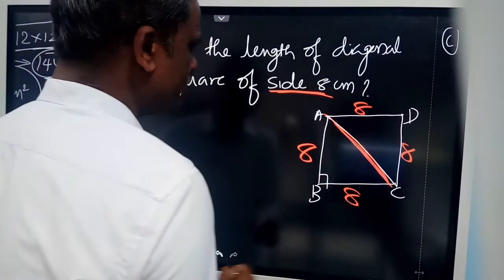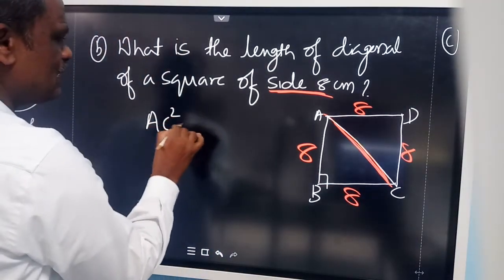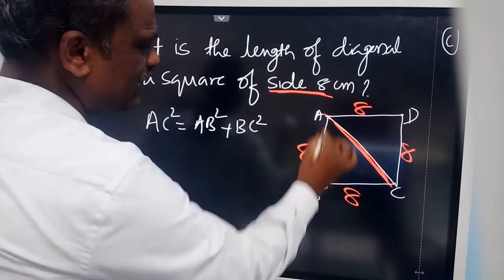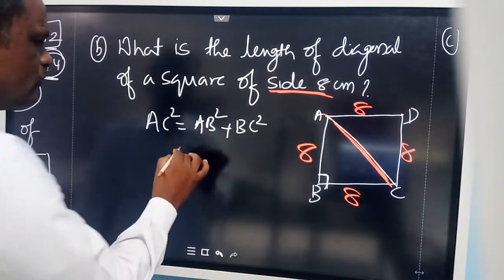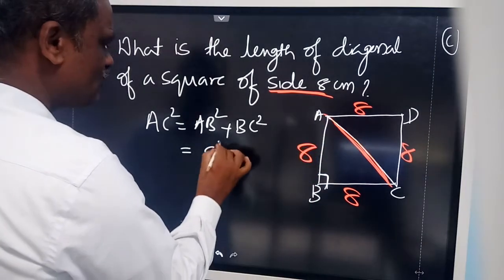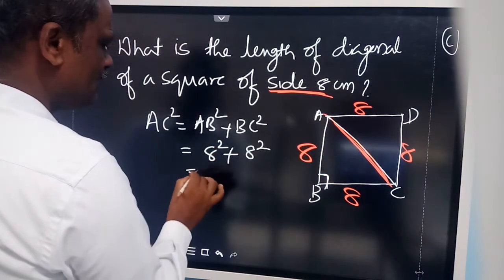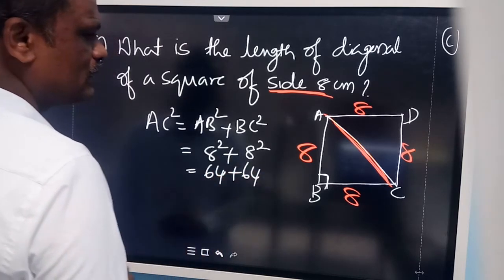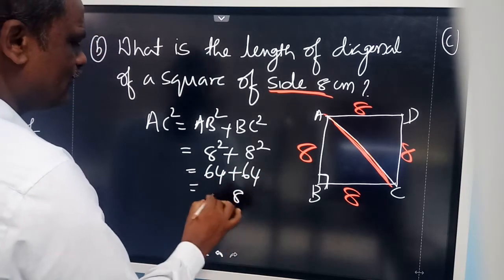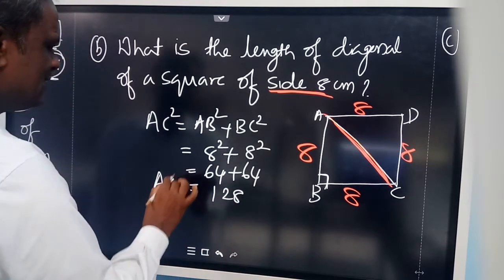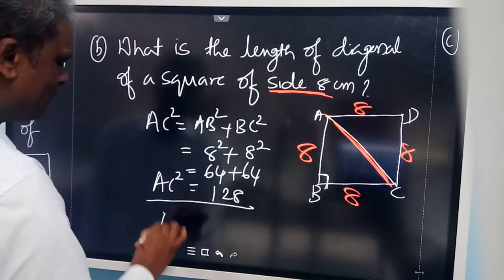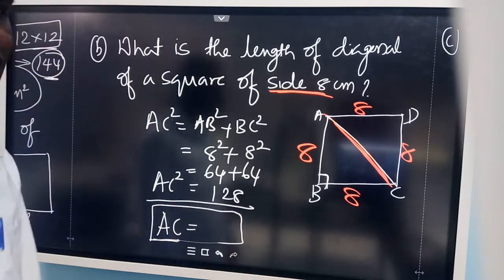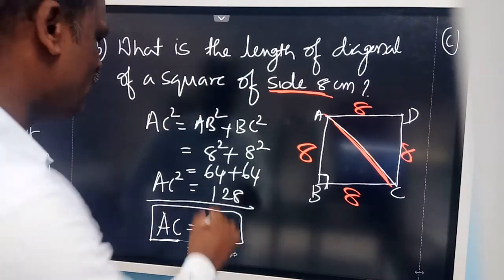Apply the Pythagoras theorem here. AC square is equal to AB square plus BC square, because it's a right angle triangle. So AB is 8 square, BC also 8 square. 8 square means 64 plus 64, isn't it? So 128. AC square is 128. I want to find out the length of AC, so finding the length of AC itself is the square root of 128.